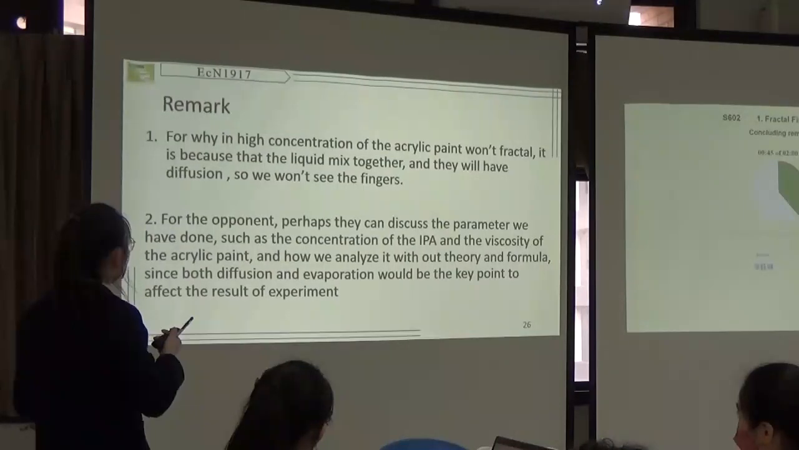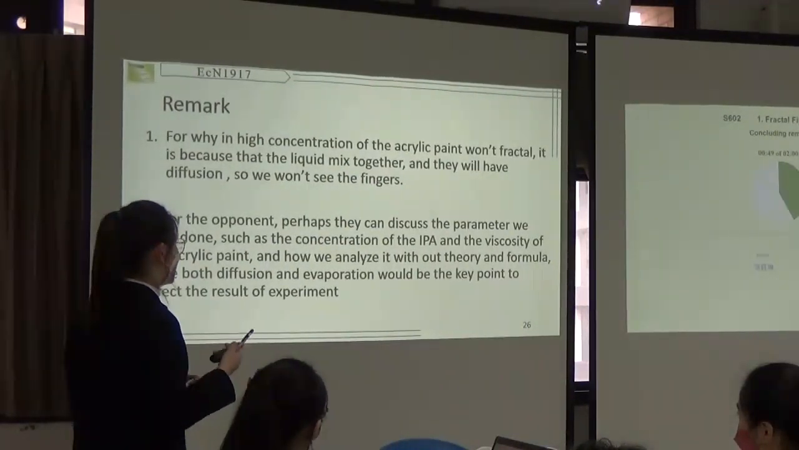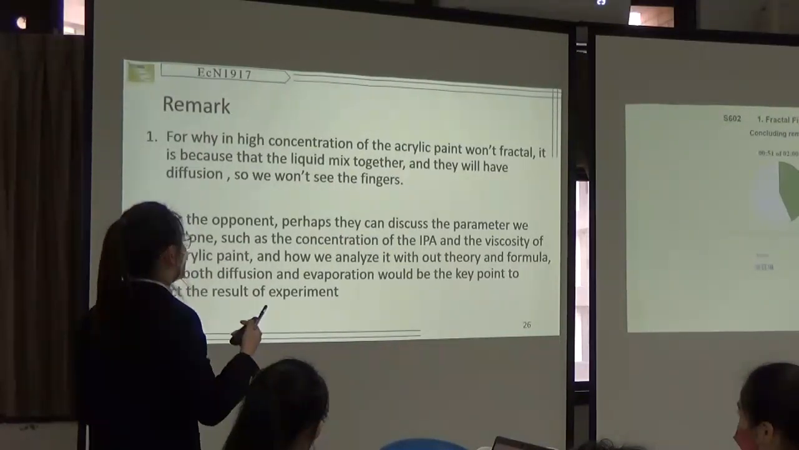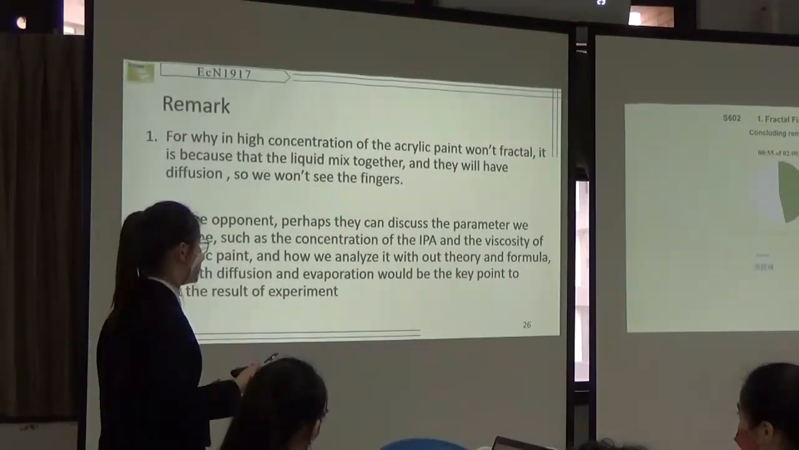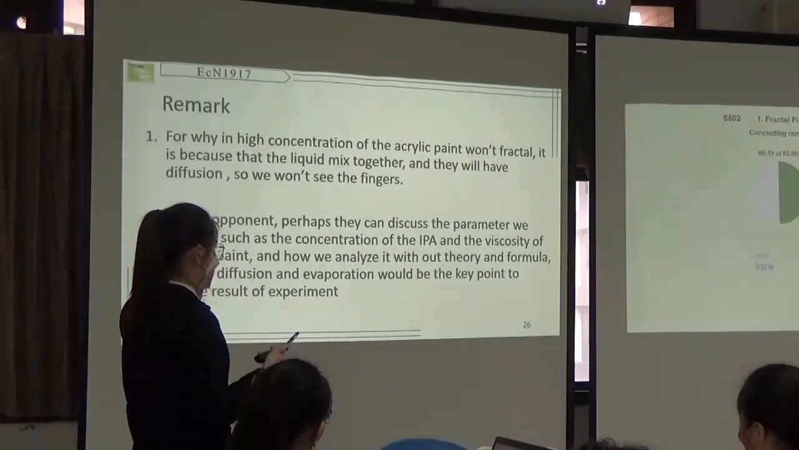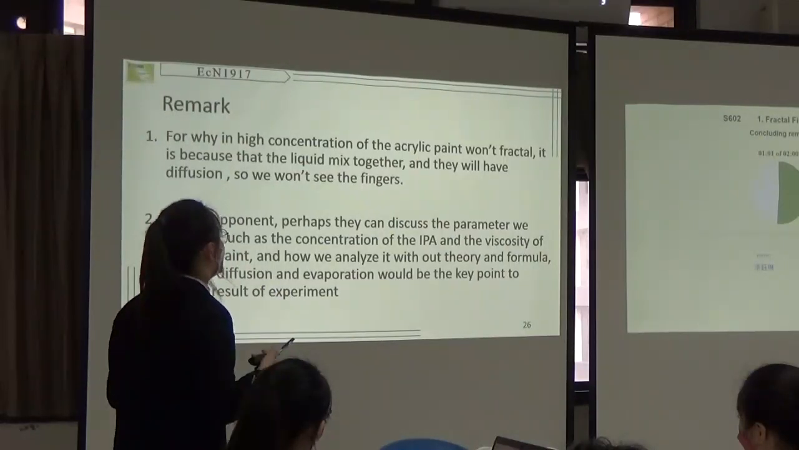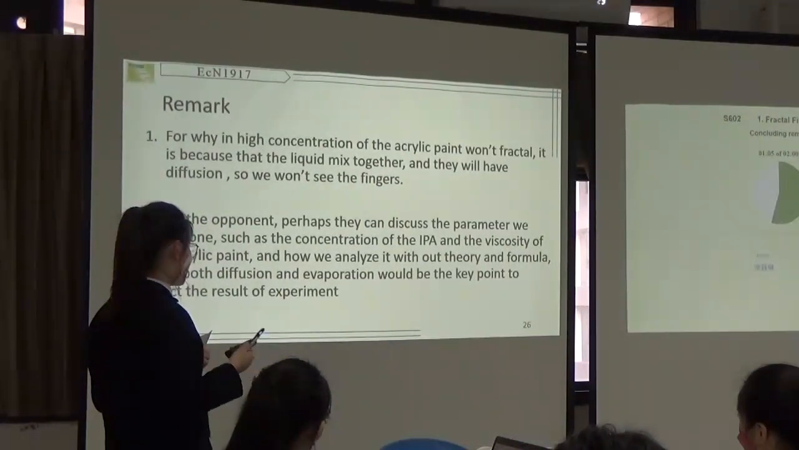And for the opponent, perhaps they can discuss the parameters we have drawn, such as the concentration of isopropyl alcohol and the viscosity of the acrylic paint, and how we analyze it without theory and formula, since both diffusion and evaporation will be the key points affecting the result of the experiment.